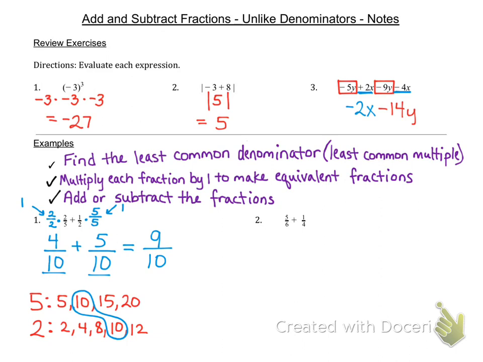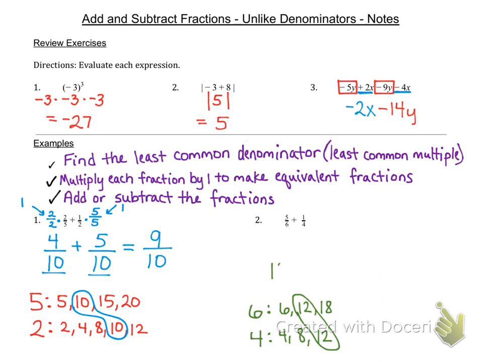Number 2, we have 5/6 plus 1/4. So I'm going to list out our multiples of our two denominators, 6 and 4. 6 times 1 is 6, 6 times 2 is 12, 6 times 3 is 18. Now I'm going to move on to 4. 4 times 1 is 4, 4 times 2 is 8, 4 times 3 is 12, and there is our common denominator, which is our least common multiple.